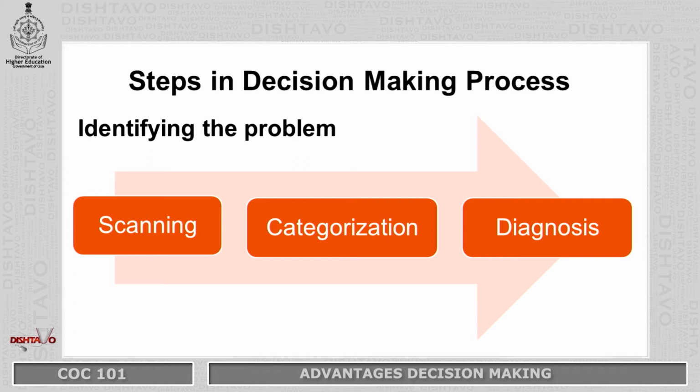First step is identifying the problem. Under identifying the problem, you have three steps. First one is scanning, second one is categorization, and third one is diagnosis. Now, what do you mean by scanning? Scanning means monitoring the environment. If the organization fails to achieve the objective, it creates a performance gap. Performance gap is a difference between actual and expected performance.